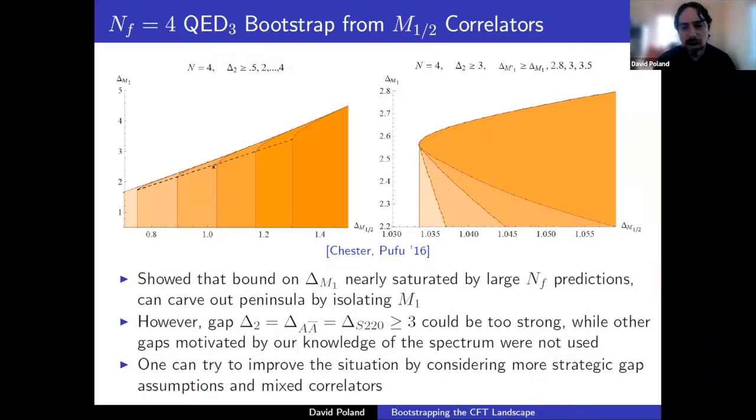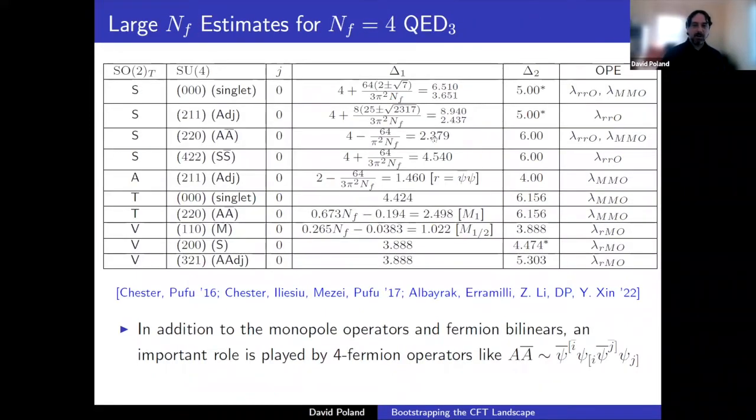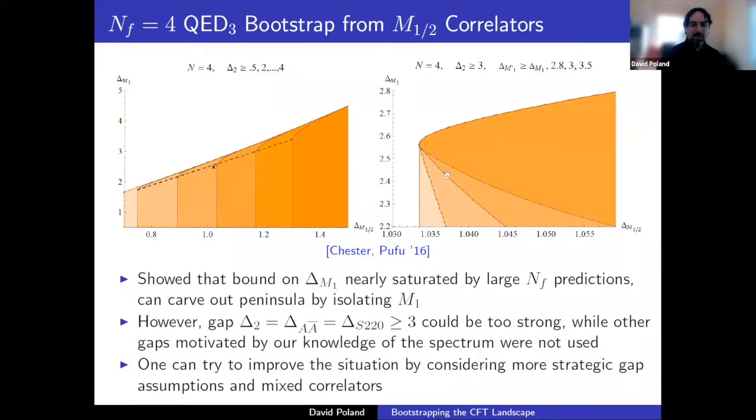Okay, so on the other hand, in computing these things, they assumed that this AA bar operator was irrelevant, which I don't think is on firm footing yet, especially because the leading large N correction makes it have a dimension of 2.38. And other gaps motivated by all this knowledge of the spectrum weren't used in this study. So we were motivated to push this further and see if we could get closer to the physical QED solution.